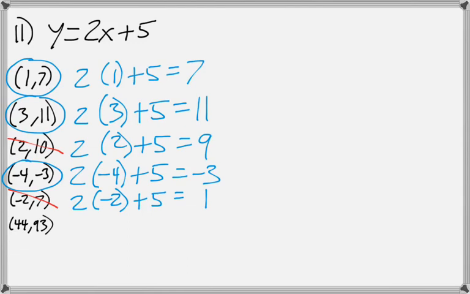And then lastly, 44. 2 times 44 plus 5, that is 93. So this would be a solution. So plug in the x values, and if you get the corresponding y values, then it's a solution. Then it's actually on that line. But if you get a different value, then it's not a point on that line, and it's not a solution to that equation.